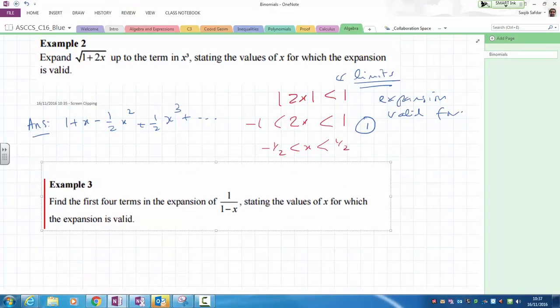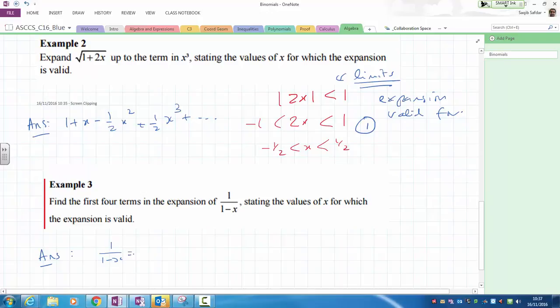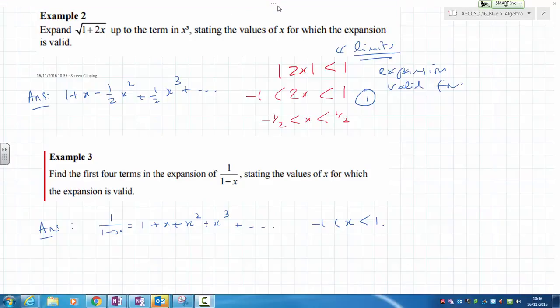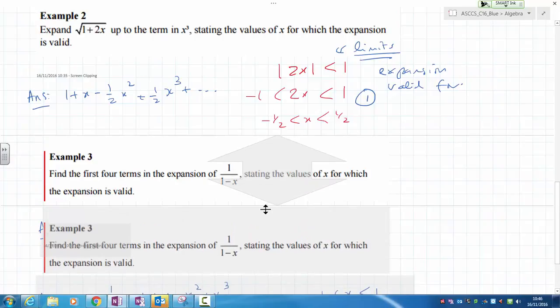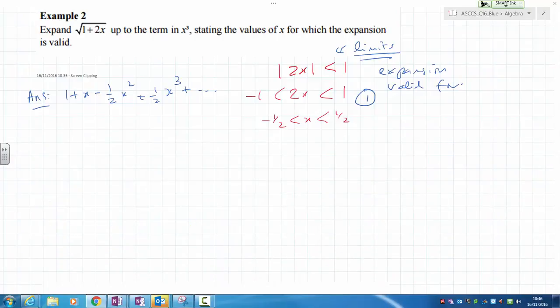And the answer to this should be 1 over 1 minus x, 1 plus x, plus x cubed, where x is between minus 1 and 1. Let's have a go at doing example 2 together, and just see where you've gone wrong. So I'll do this step by step.